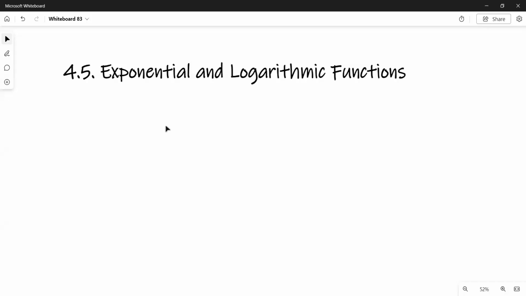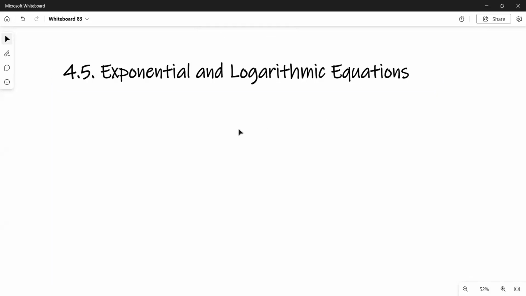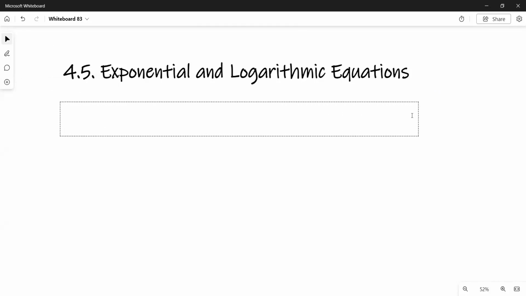Hi, this video covers the last section in the course, exponential and logarithmic equations. So those are equations. We're going to see different types of equations and strategies to solve them. The first one is the one-to-one property, solving exponential equations using the one-to-one property.